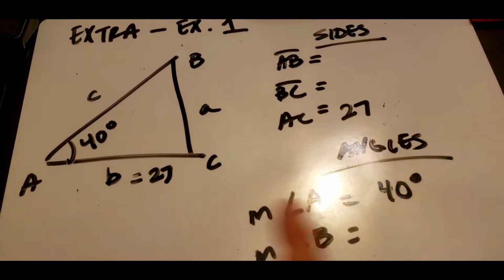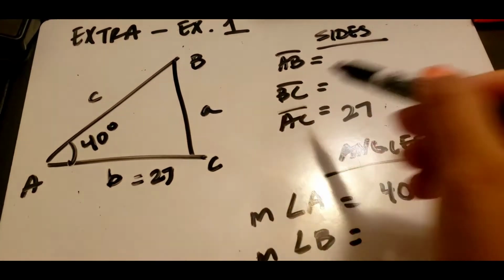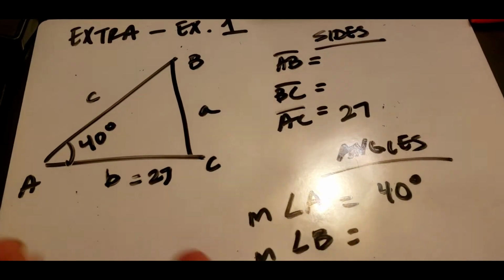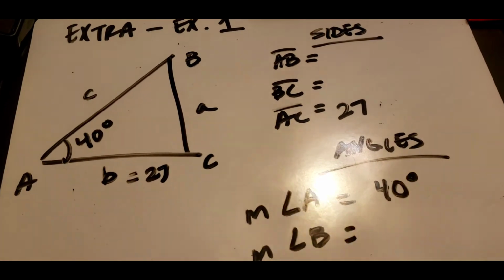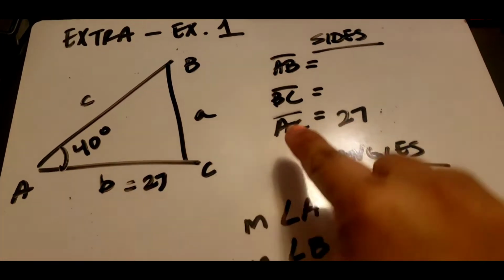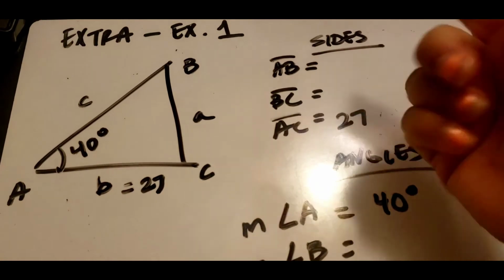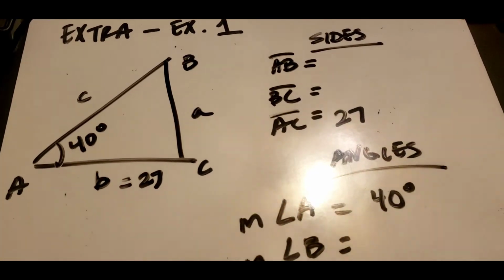I actually prefer calling them by 2 letters versus 1 letter, to be honest. Could you call it how they give it to you? Absolutely. I just prefer calling it like this. So this would be side AC, side BC, side AB. Okay, so that's just a matter of preference there.